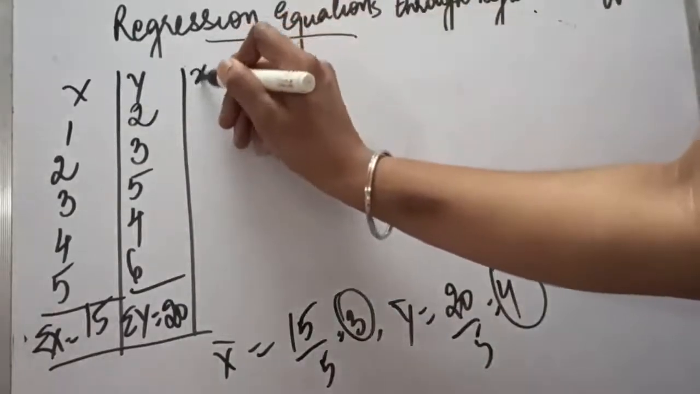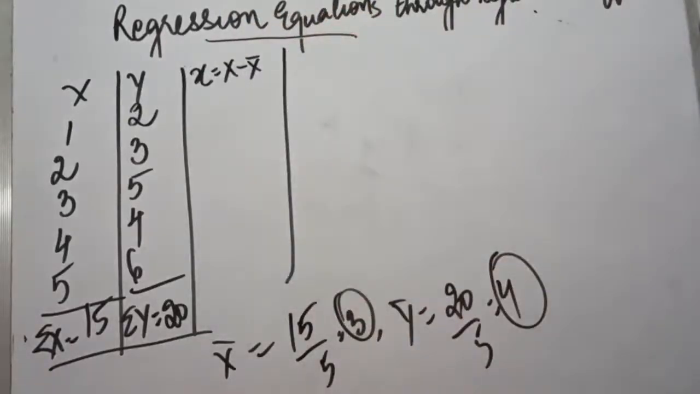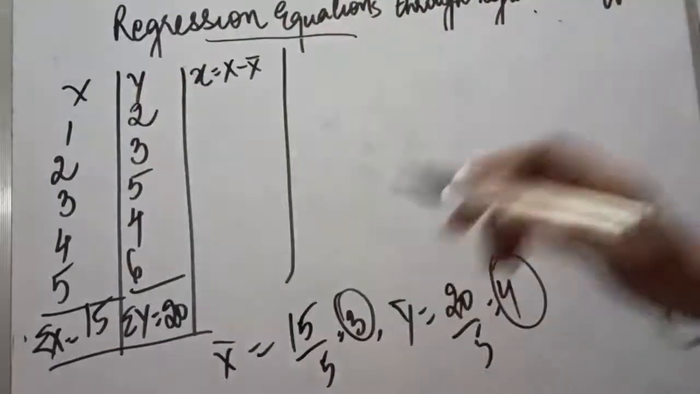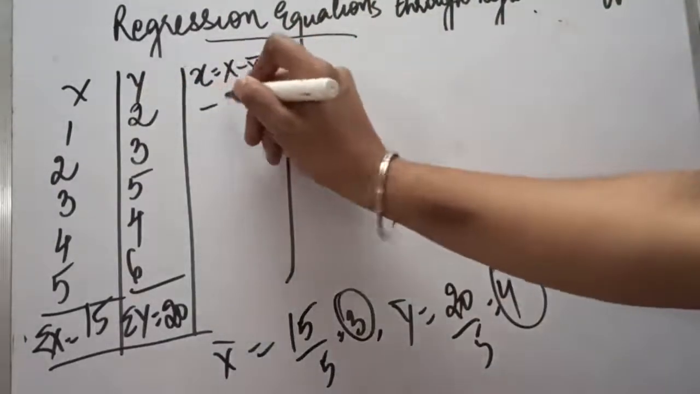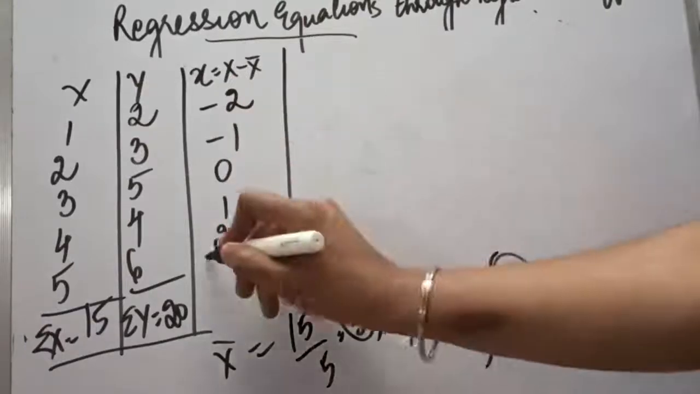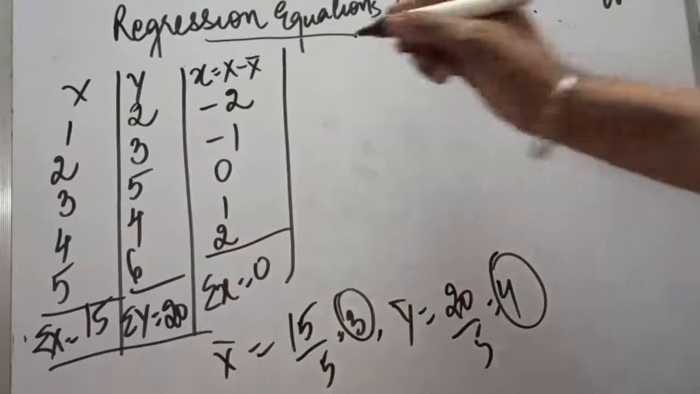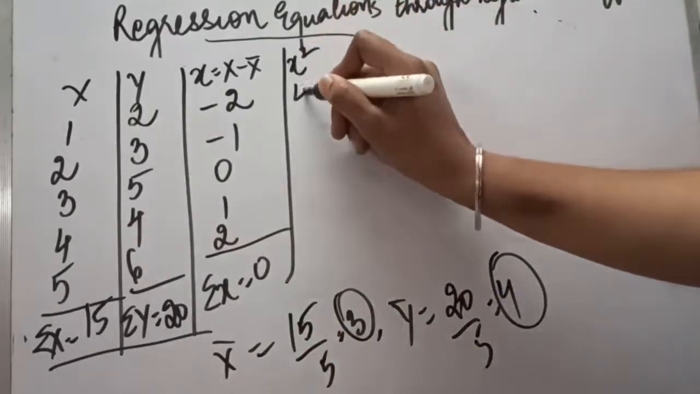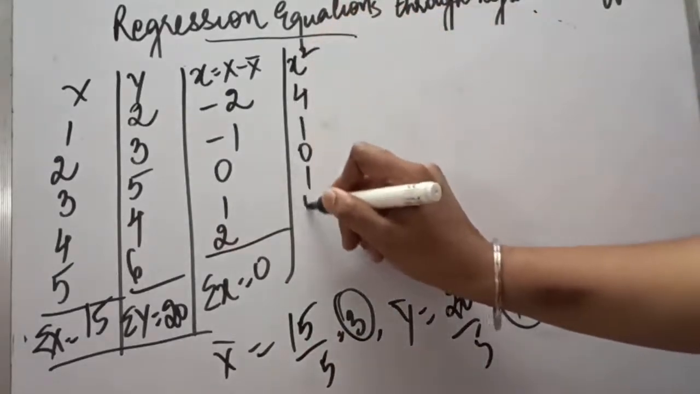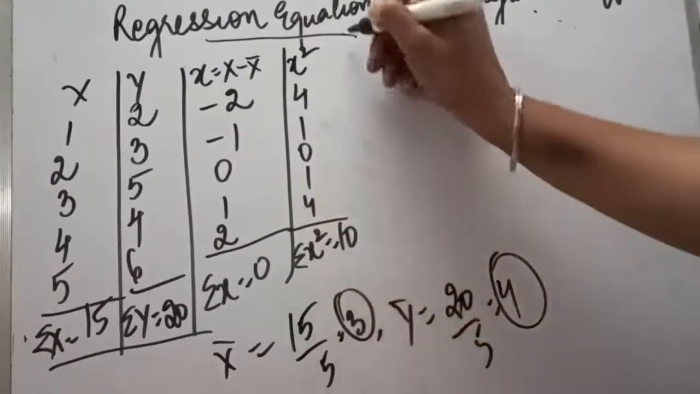So we will calculate small x, that is x minus x mean. So x is this, mean is 3. When we take deviations from 3, it will be this. So sigma small x comes out to be 0. We can take x square as well, because we will require it in our formula. So sigma x square comes out to be 10.